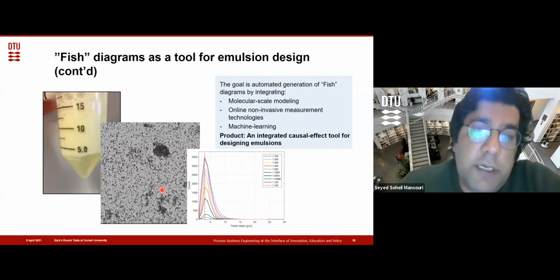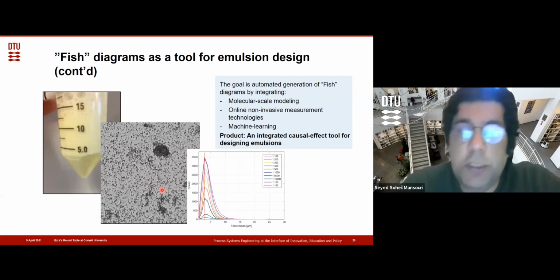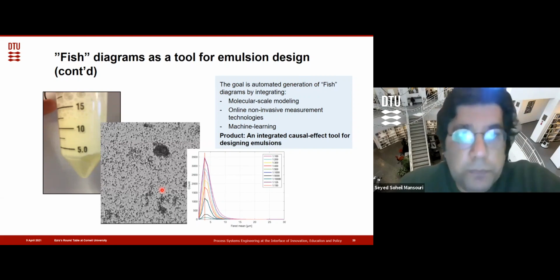In a while, I'm going to show this hybrid approach and how we are using machine learning and these core fundamentals in our approach in a moment.